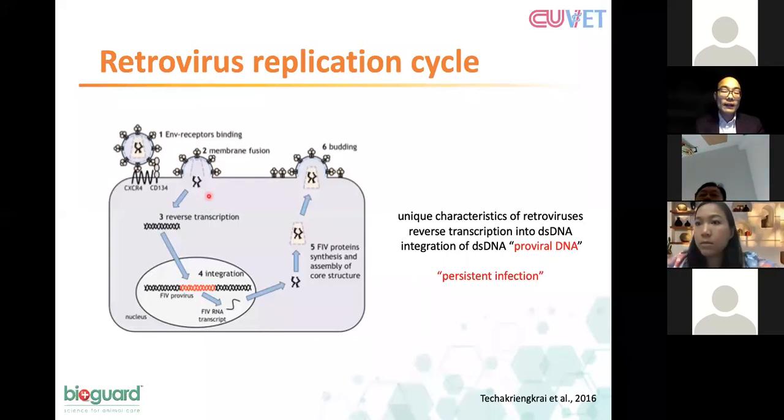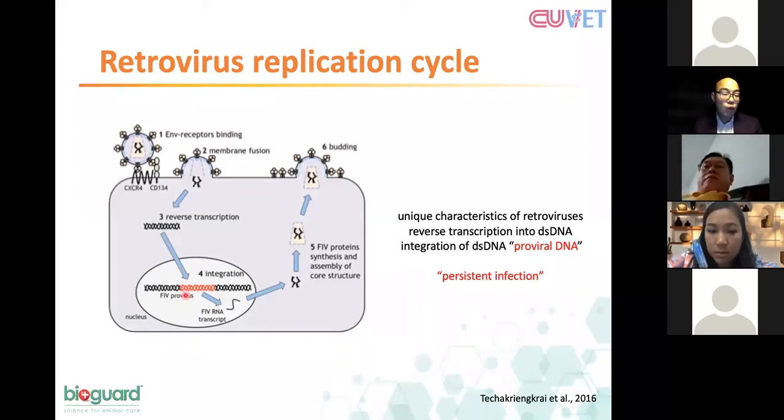Here in the cytoplasm, the retrovirus will undergo one of the unique characteristics of retroviruses, which is reverse transcription, transcribing backwardly from RNA into double-stranded DNA here, and then move into the nucleus to undergo another unique characteristic of retroviruses, which is integration of double-stranded DNA into the host genome, which now we will call proviral DNA.